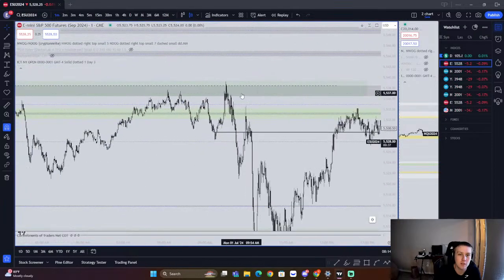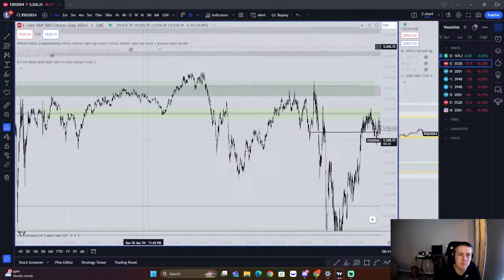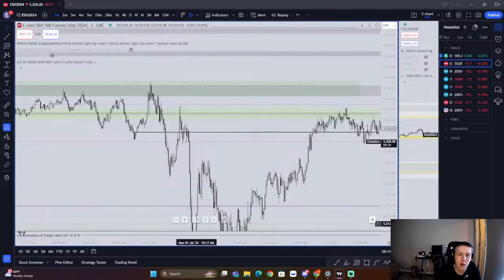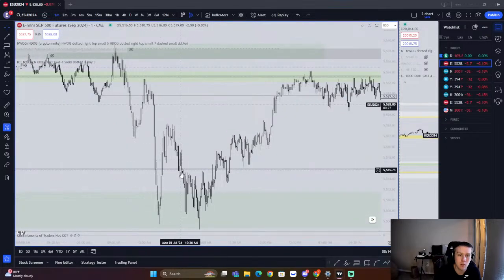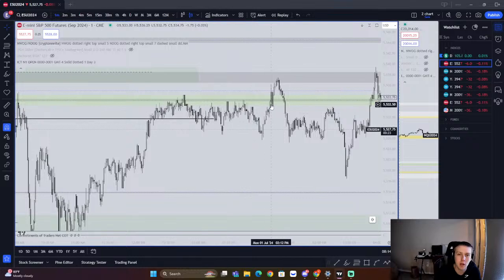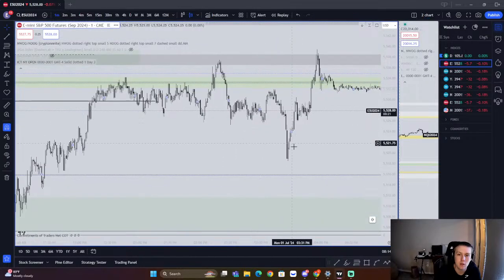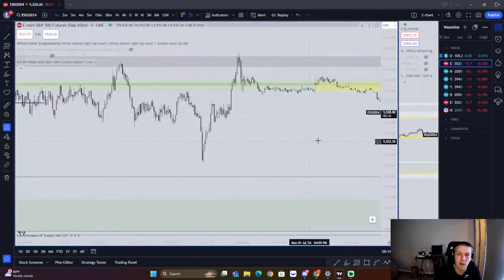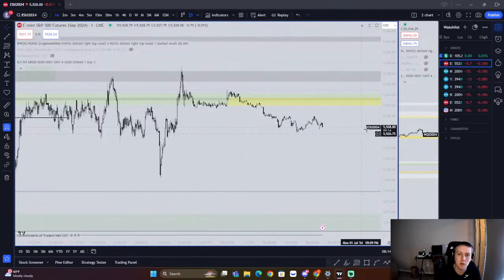Here on ES, new week opening gap. New week opening gap. Expansion lower. Draw back to the new week opening gap. Where do we close? New week opening gap. Right at it. It's perfect. It's beautiful.